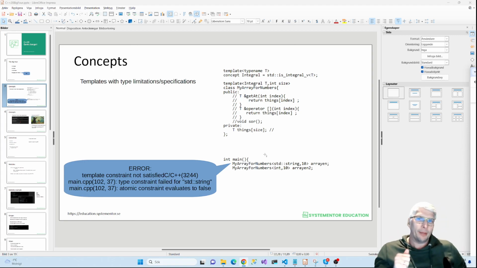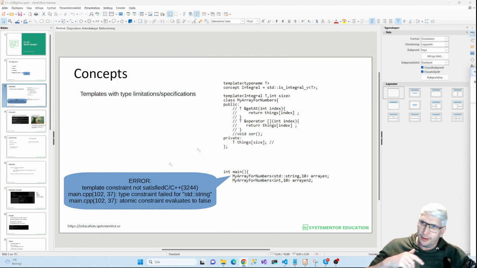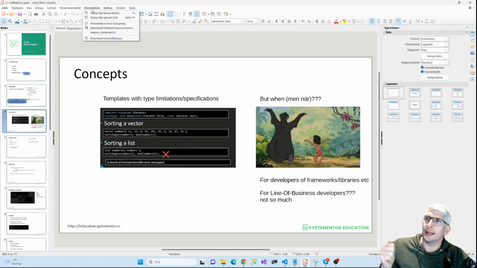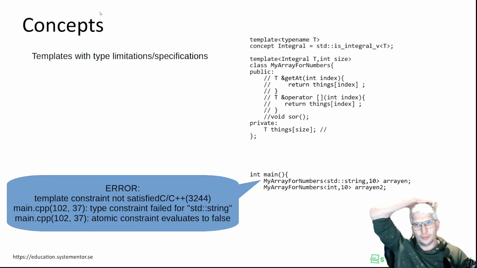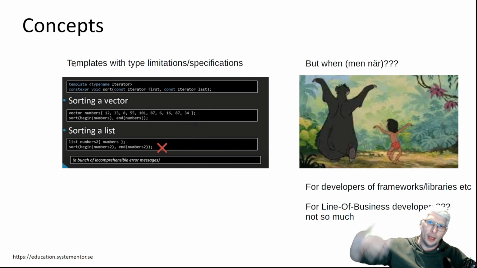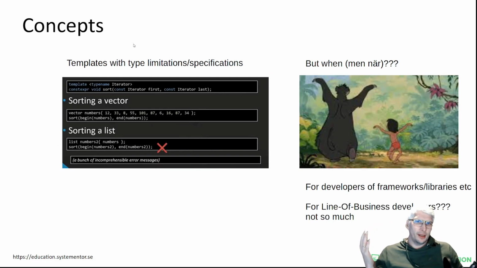Anyway, that's my point. Let's talk about this first. So it's templates with type limitation and specifications, so you get a better error. And the question is, but when? When am I supposed to use it?